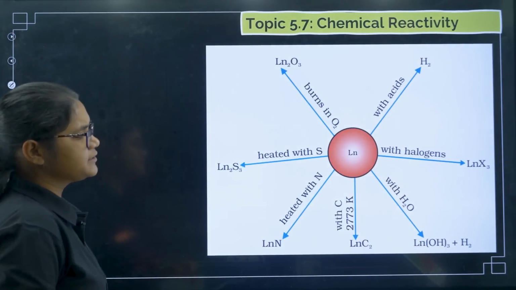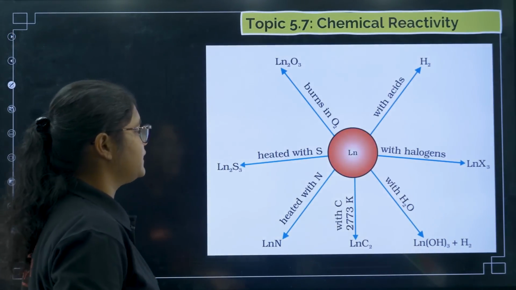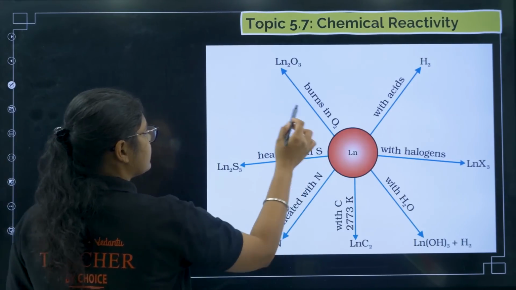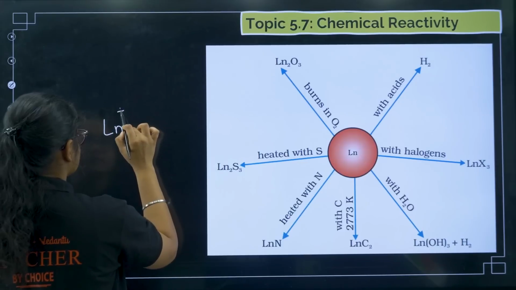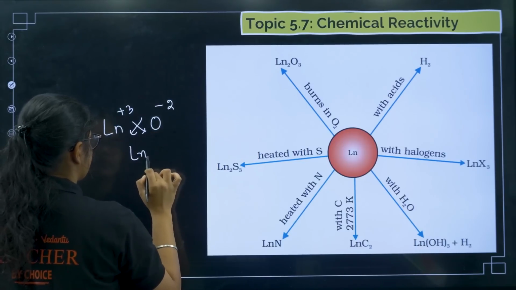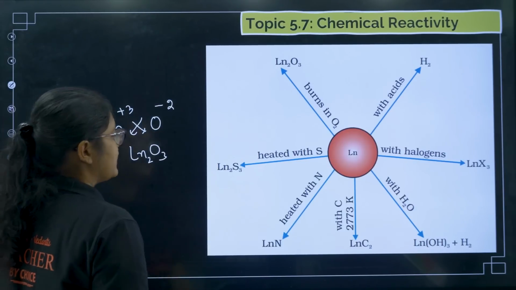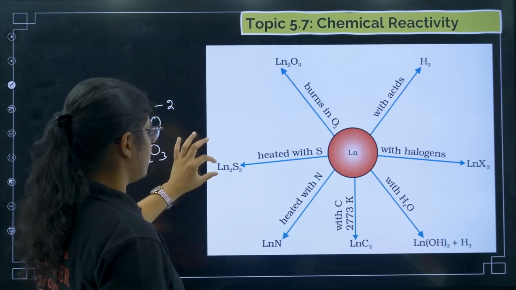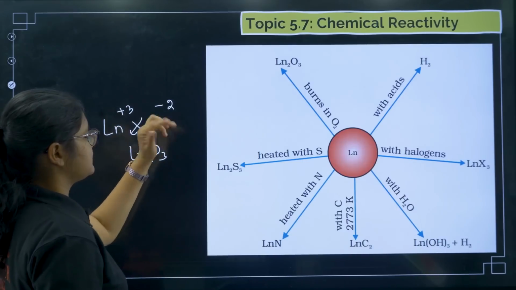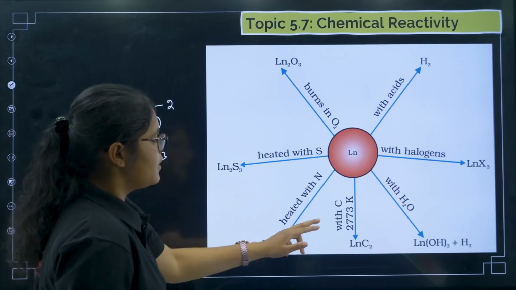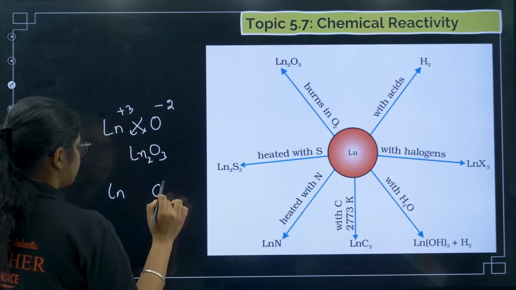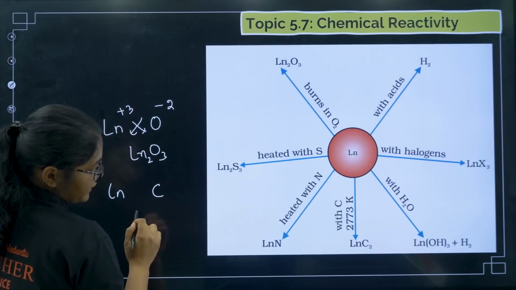Next, chemical reactions of lanthanides. We don't have to go into much detail, it is very simple. Lanthanide has a +3 oxidation state, right? So if it is burning with oxygen, lanthanide is +3, oxygen is -2, do a crisscross and you get Ln2O3. Coming to sulfur, sulfur is also 2-, so you get Ln2S3. Nitrogen is 3-, so +3 and -3 cancel, you get LnN. And with carbon you should remember you get LnC2.